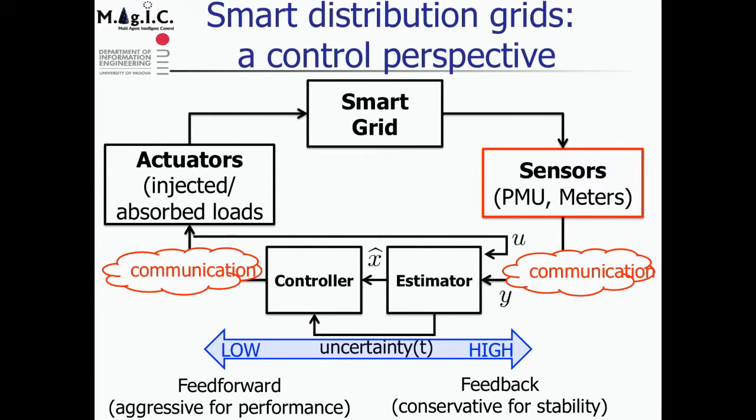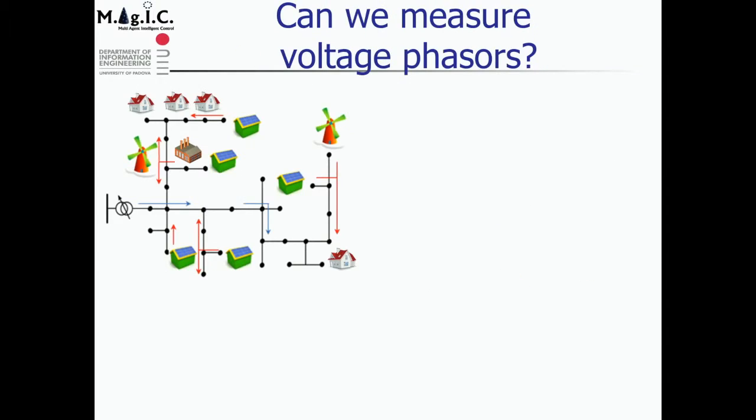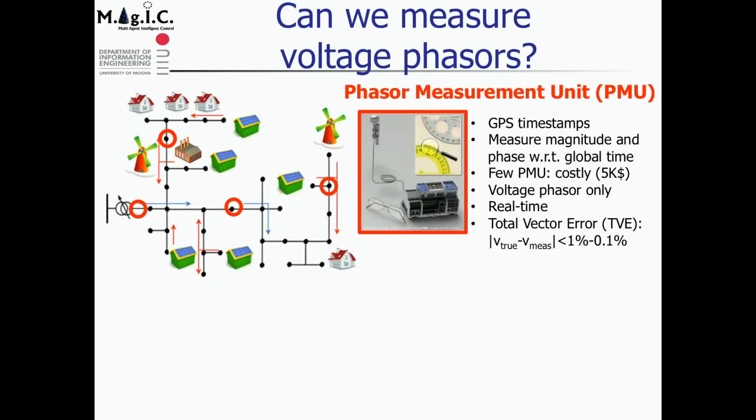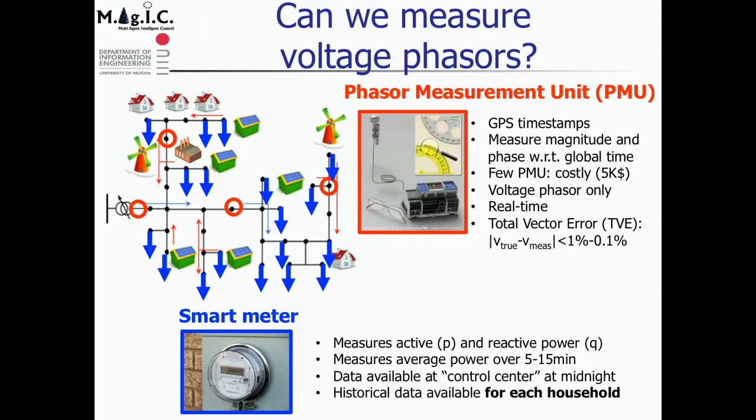So which are the sensors in this type of system? There are two types. One is called a phasor measurement unit. It's a device placed at some node that is provided with GPS timestamping and a signal processing device able to estimate the voltage or current phasor. So you can measure both magnitude and phase. The typical total vector error, the magnitude of the difference of these two complex numbers, goes from around 1% to 0.1%. The other type of information comes from smart meters.